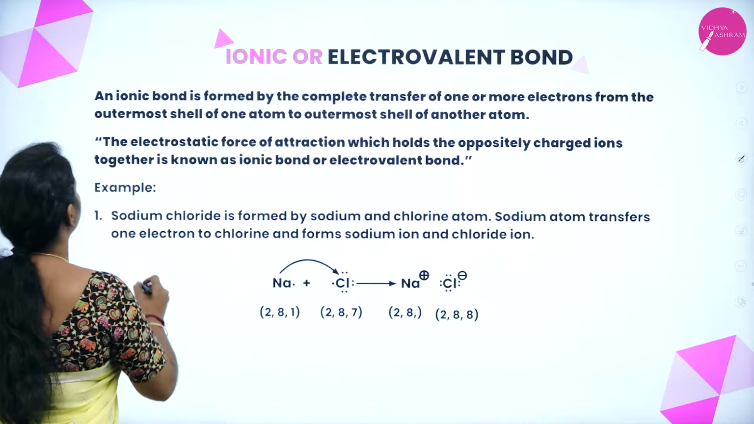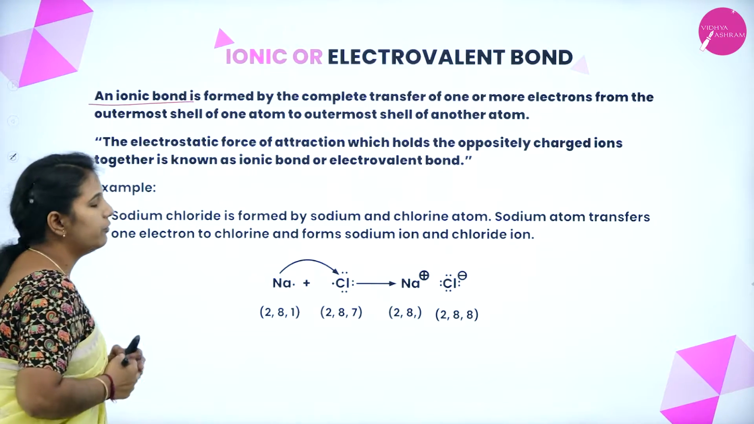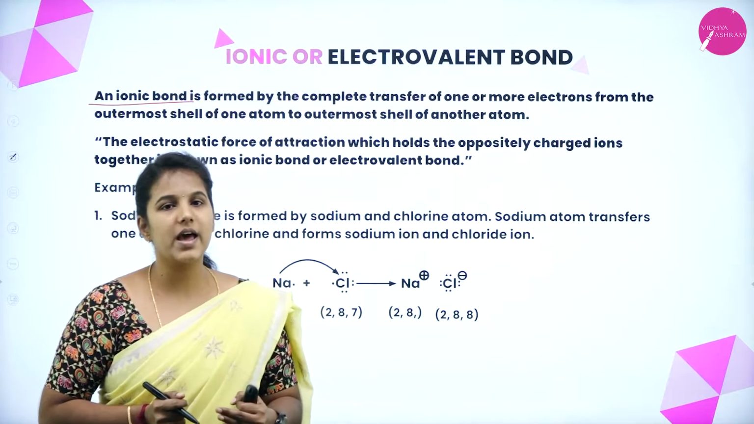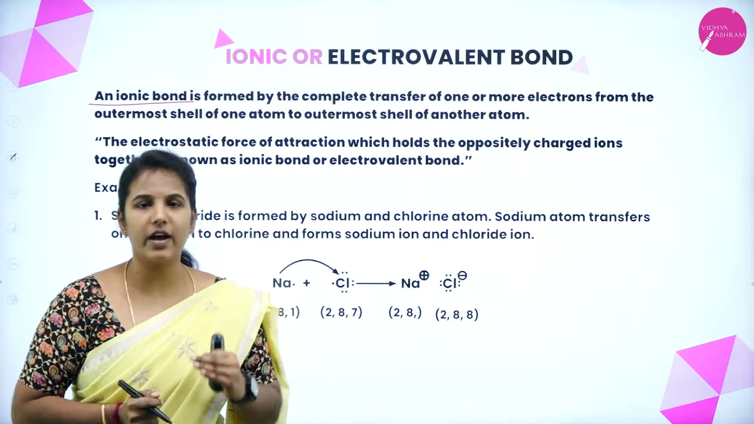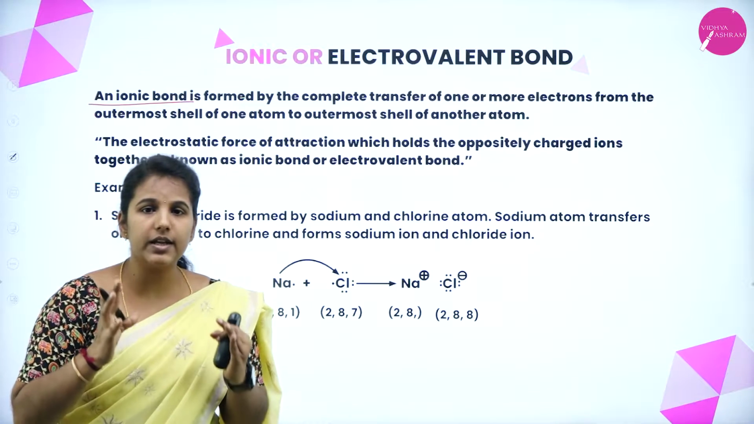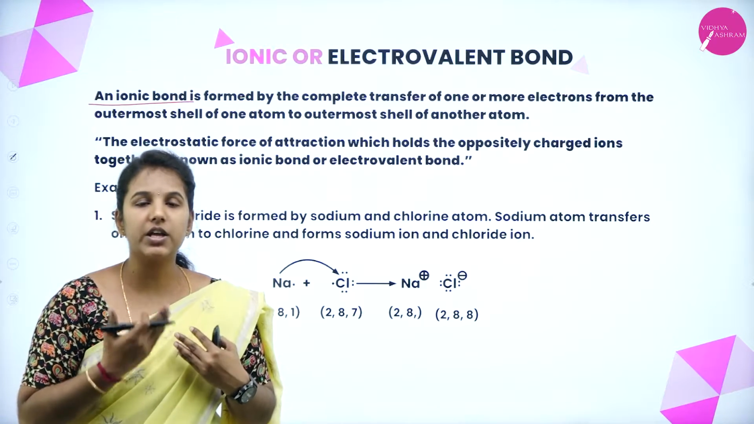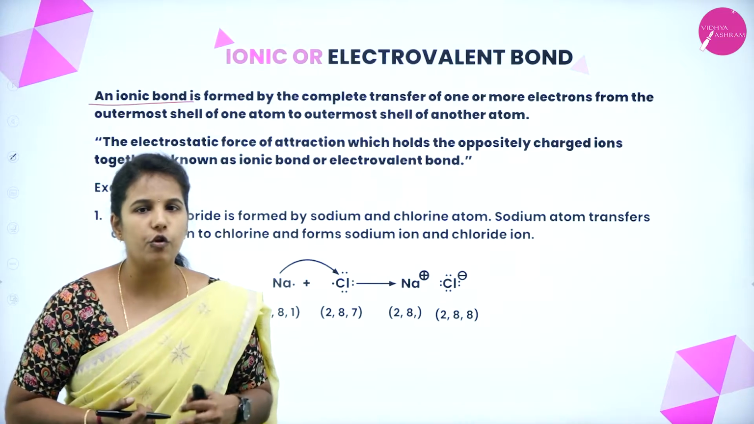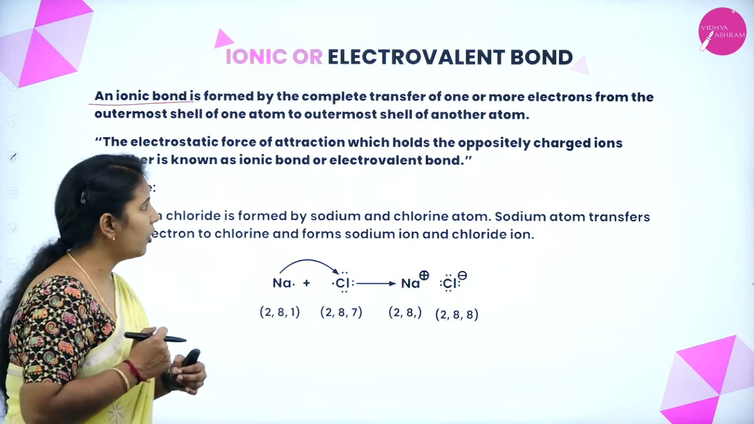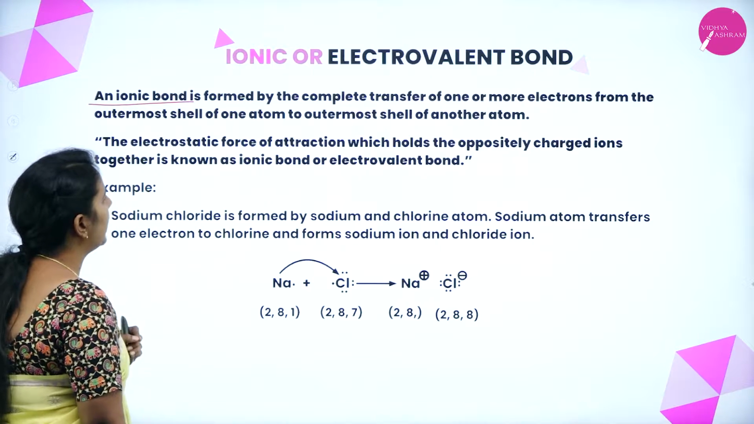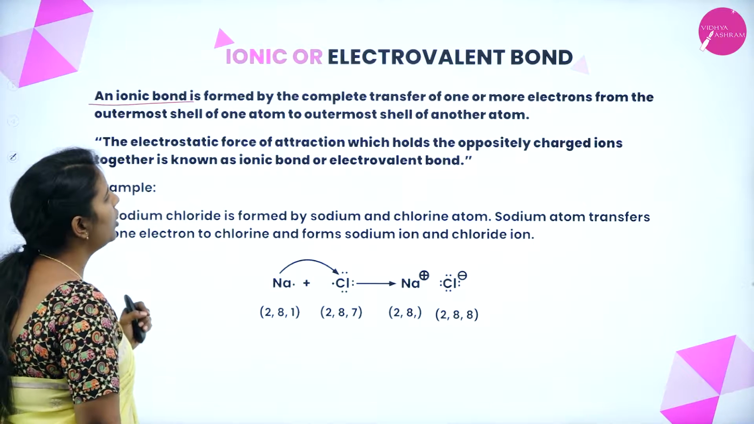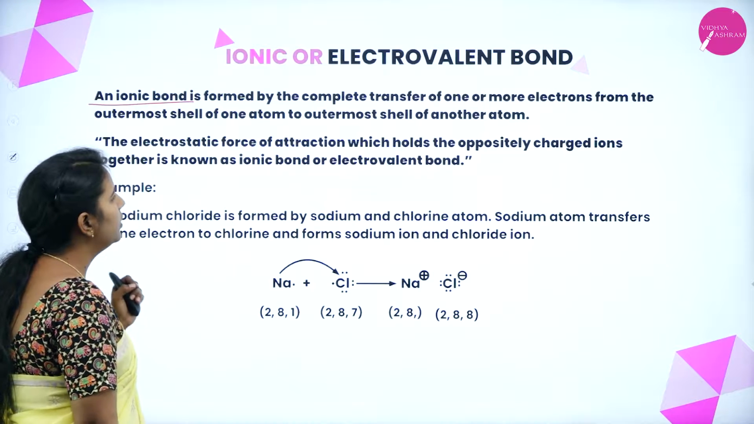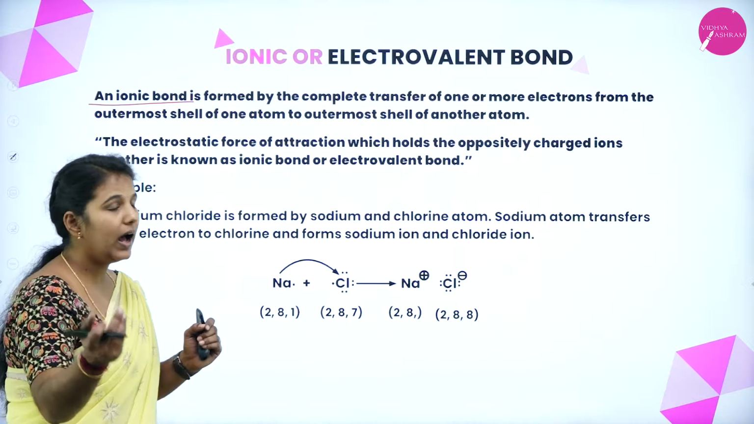So already we know that an ionic bond is formed by complete transfer of electrons from the outermost shell of an atom. If you consider any two atoms, if one transfers the electron present in its outermost shell, that leads to the formation of what? Ionic bond. So the ionic bond is formed by complete transfer of one or more electrons from the outermost shell of an atom to the outermost shell of the other atom.